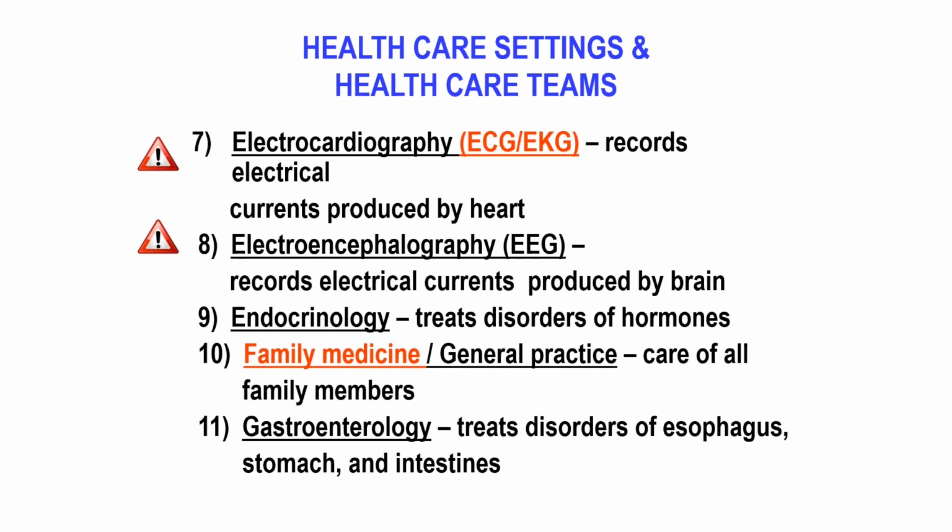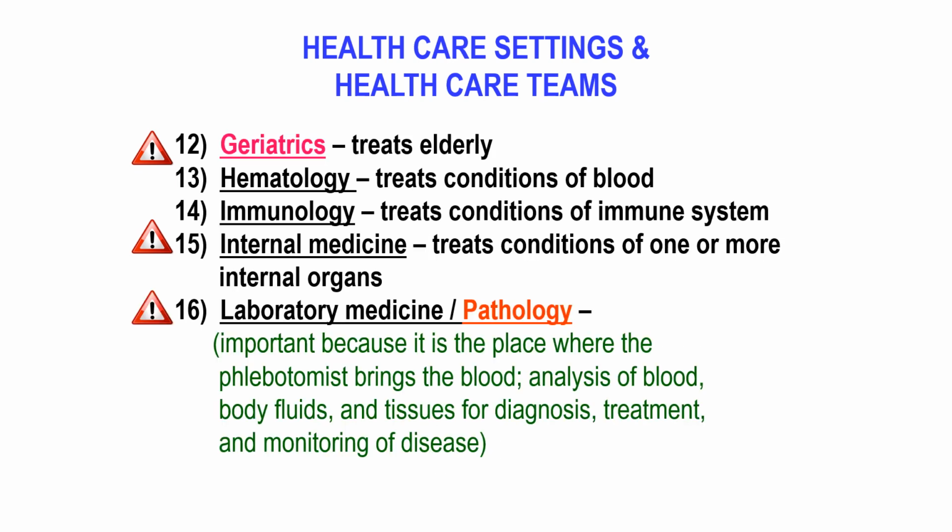Then there's ECG and EKG, which is electrocardiography. This records electrical currents produced by your heart. Then EEG records electrical currents produced by your brain. We have endocrinology, okay, that treats disorders of your hormones. There's family medicine and general practice. They pretty much care for all family members. Gastroenterology treats disorders of not just your stomach, but also your esophagus and your intestines. We know that geriatrics is the people who treat the elderly.